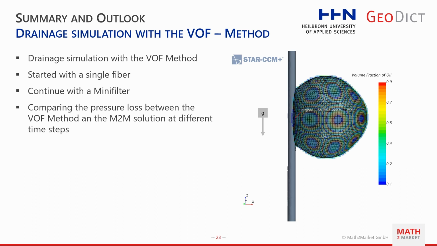As you can see, we will try to take the same path as before. We will start with some single fiber, simple geometries, and then go up to a mini filter. The next step after all this has been done is the final validation, which means comparing the pressure loss between different methods, which has not been tackled so far, and is hopefully leading us to a nice filter model at the end.